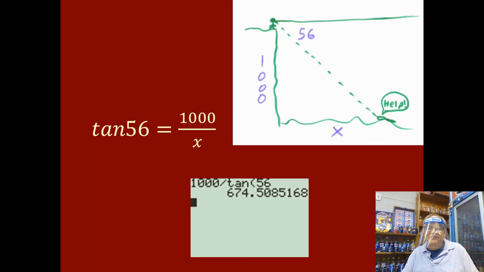We do end up with 674, and all I want to know is how far out at C is, so I don't need to add or subtract anything. We're good to go. That's it. Any question with that one?